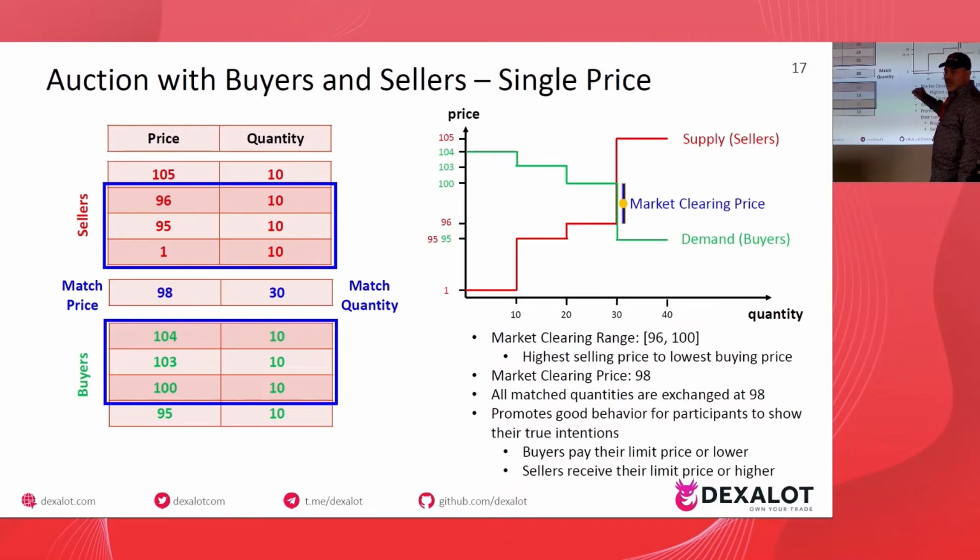Why? Because the last one has a buy price of 95. He's saying that I will not buy anything more than 95. And our auction price is 98. As a result, he doesn't get it because he didn't want to pay more. Same thing with the seller at 105. He said that he only wants to sell at 105 or more. And because of our auction price of 98, he's not getting it.